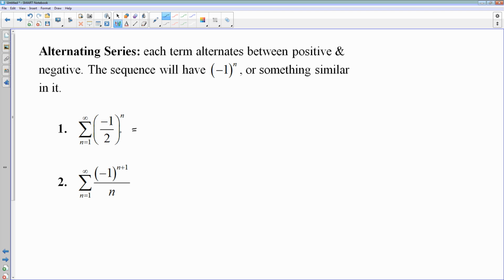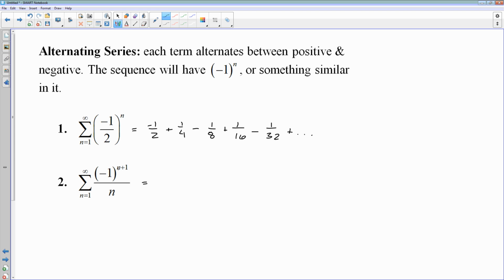If I were to write out the first few terms of this, if I plugged in 1 for n, -1/2 to the first is -1/2. If I squared it, (-1/2) squared is positive 1/4. If I raised it to the third power, that would be -1/8, then positive 1/16. And the terms alternate signs, hence the name alternating series, and then it would go on forever and ever and ever. (-1)^(n+1) doesn't change that.